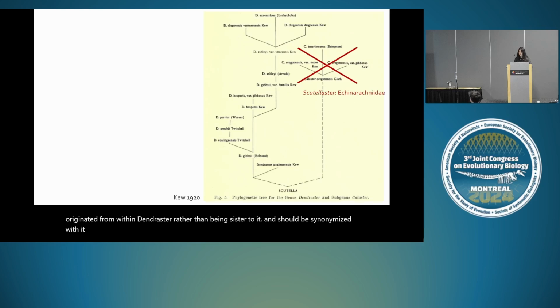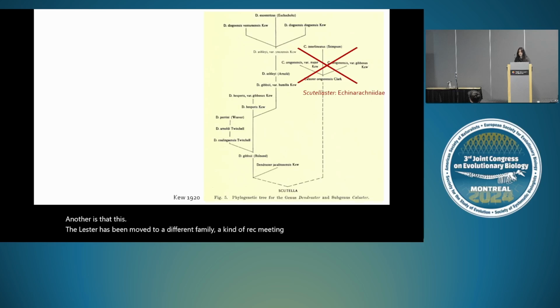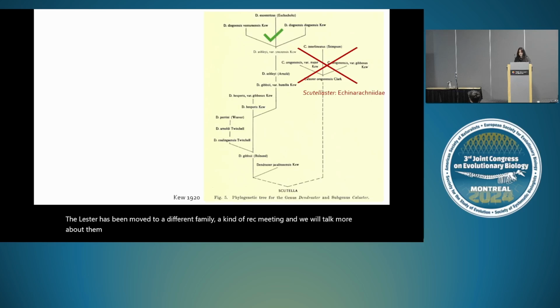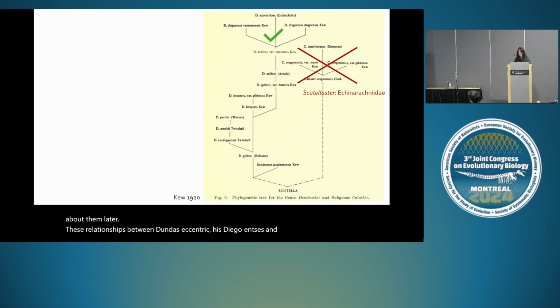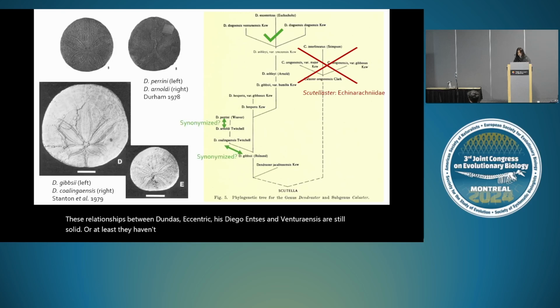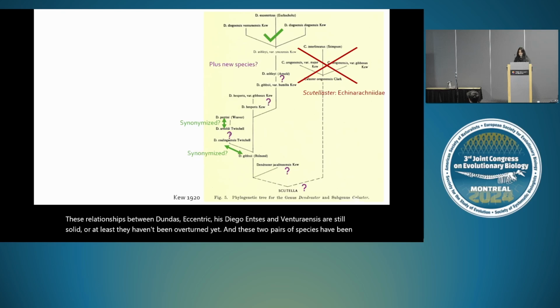Another is that this genus Scutalaster has been moved to a different family, Echinarachnidae, and we will talk more about them later. These relationships between Dendraster eccentricus, diegoensis, and venturaensis are still solid, or at least they haven't been overturned yet. And these 2 pairs of species have been synonymized. Many other relationships have not really been addressed since they were put out there, and there are species that have since been described or are just not represented in here. Where do they fit into all of this?